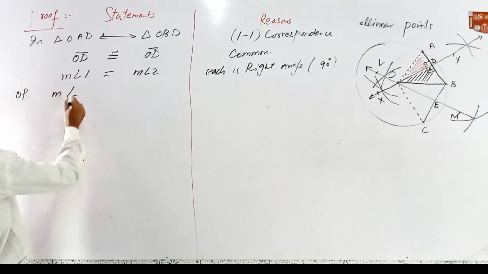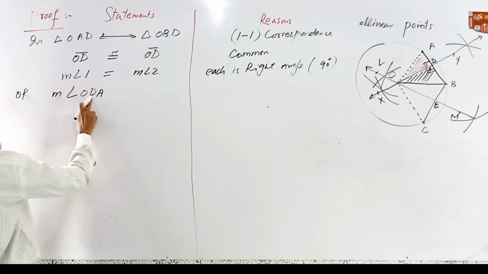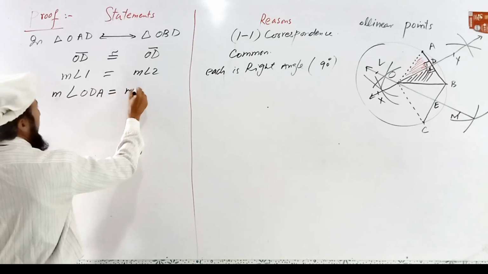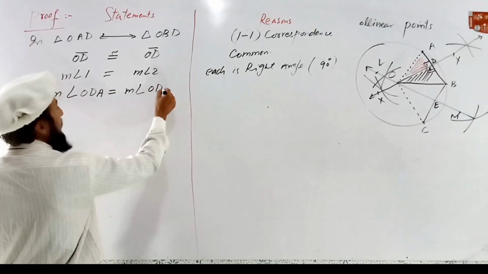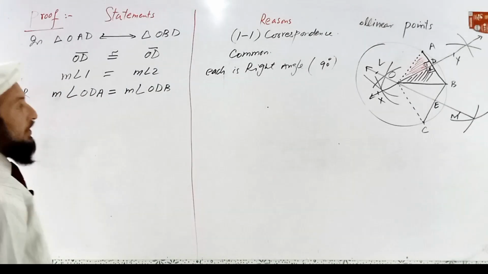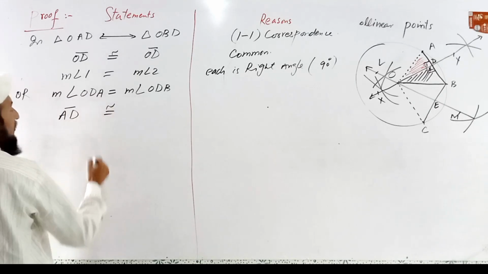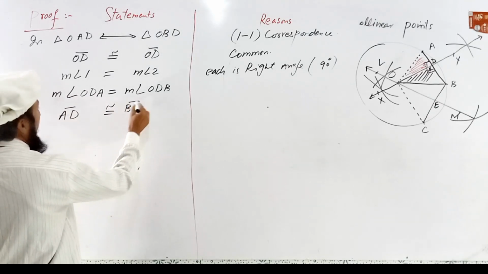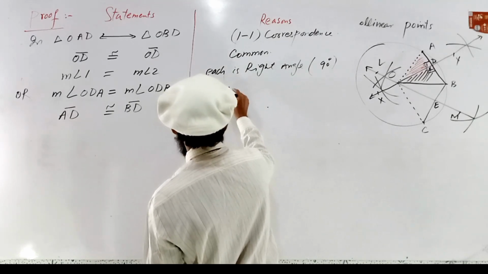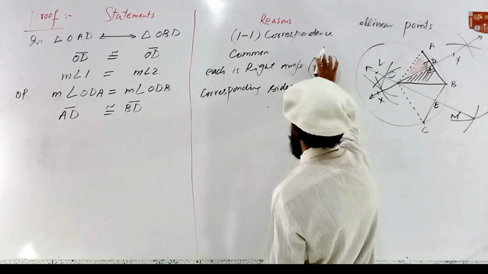So we can write measurement of angle ODA, because the angle must be between the two figures, and it will be equal to measurement of angle ODB. So we can write the same statement, each is a right angle. Similarly, here we can write AD is congruent to BD, corresponding sides of congruent triangles.